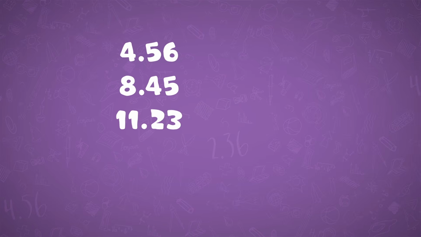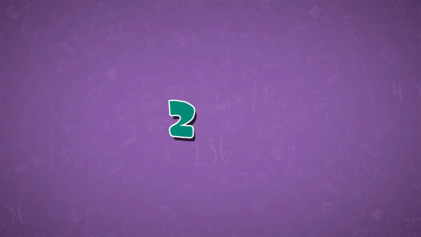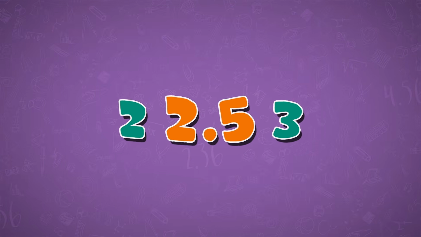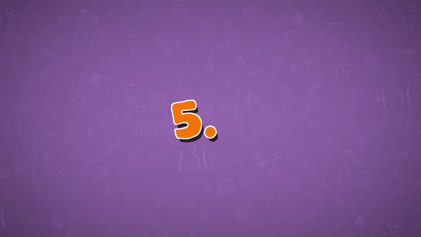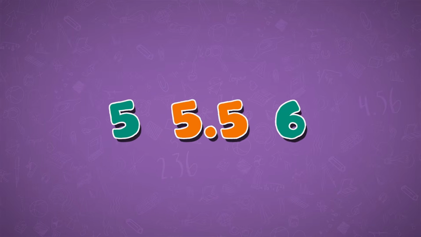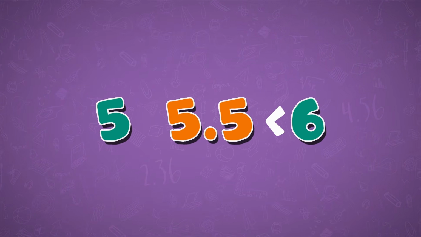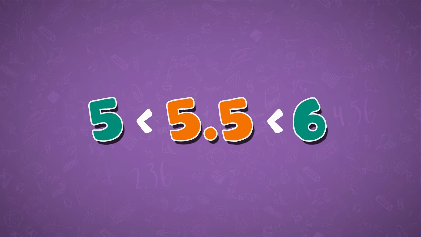Decimals are used to write a number that is not whole, meaning decimal numbers are numbers that are in between two whole numbers. For example, 5.5 would be a decimal number, as it is in between the numbers 5 and 6. 5.5 is less than 6, but greater than 5.